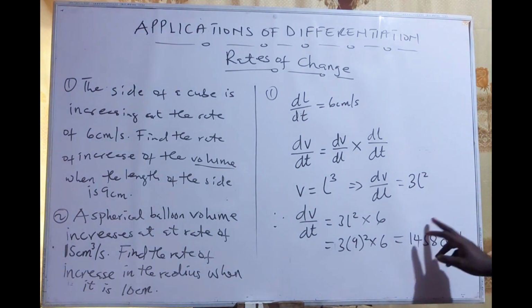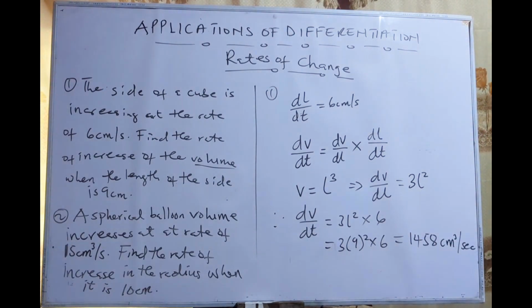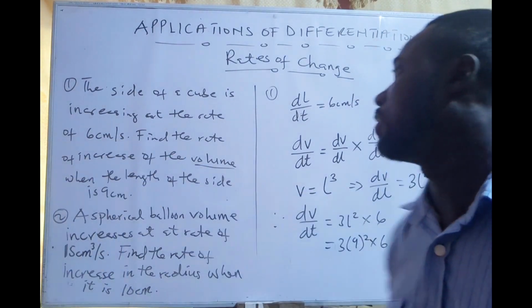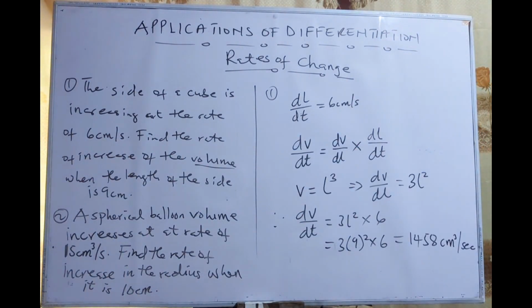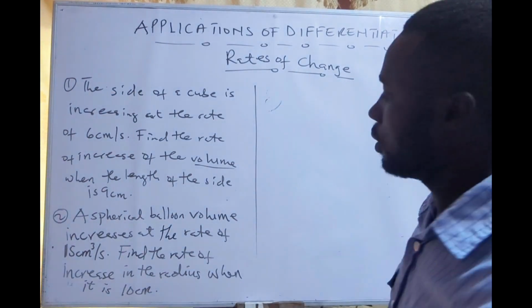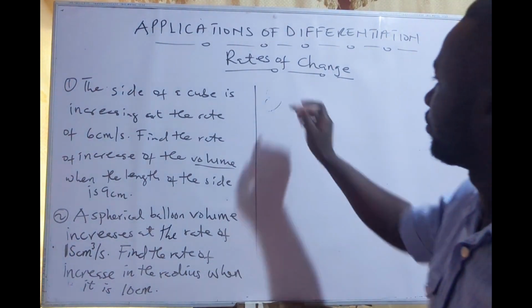So this will be the rate of change of the volume with respect to time if the length of the side also changes by 6 centimeter per second. Alright, let's go to the next question. Okay, so let's look at number 2.